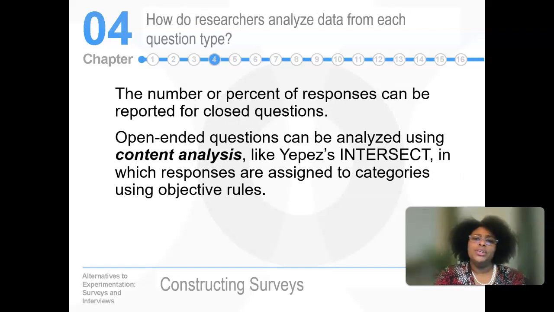So how do researchers analyze data from each type of question? The number or the percent of responses can be reported from closed questions, but open-ended questions can be analyzed using content analysis. So we can take content and read through that content and pull out themes that can be important or that are listed multiple times within the data that shows us some level of consistency throughout our results.